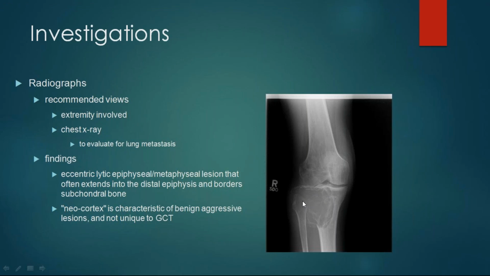And neocortex is characteristic. Here it's not there, but when there is an aggressive tumor, there will be neocortex formation. It is a characteristic feature. So here what we have to see is an eccentric lytic lesion. Okay, and these are the X-ray features.